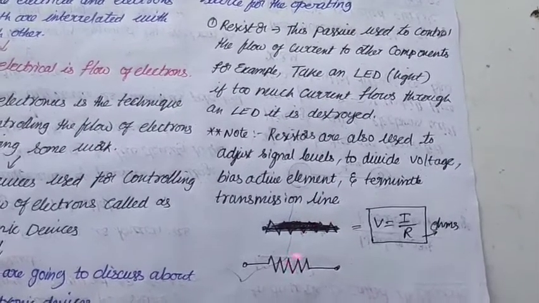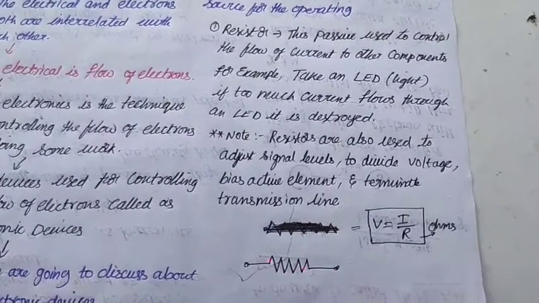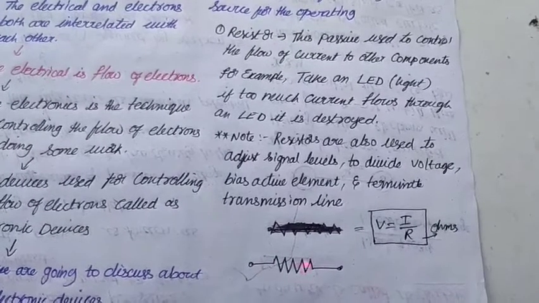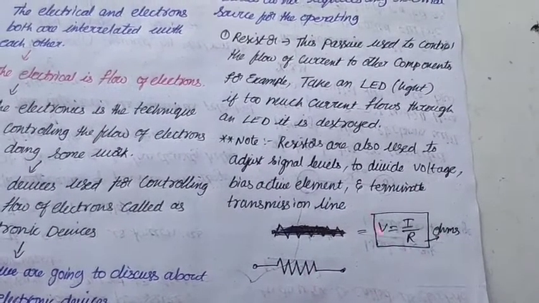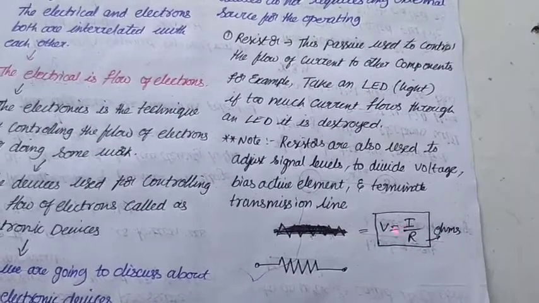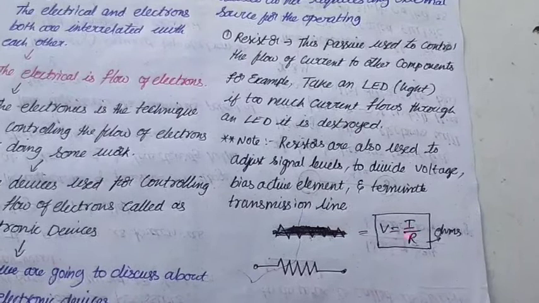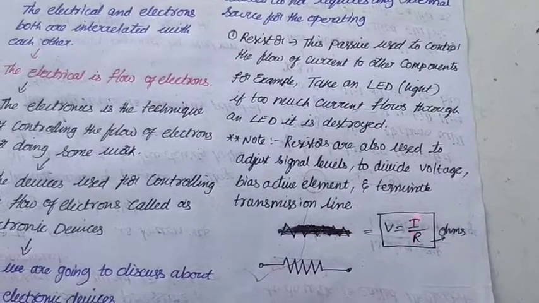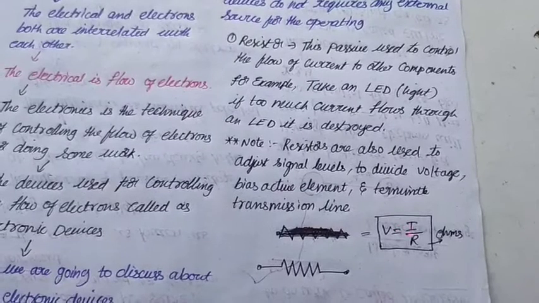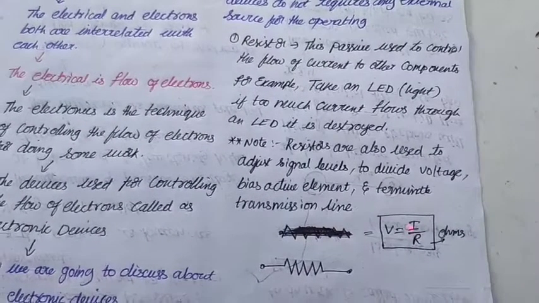This is the symbol of the resistor. What symbol is it? Zigzag. So the famous relation given by Ohm, that is voltage equals I times R, means at constant temperature current is directly proportional to potential difference.